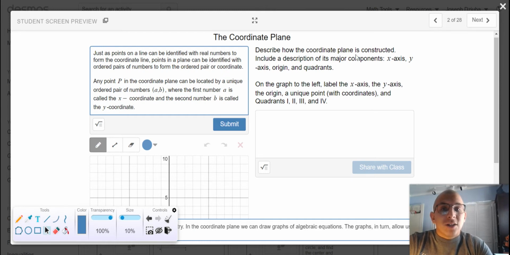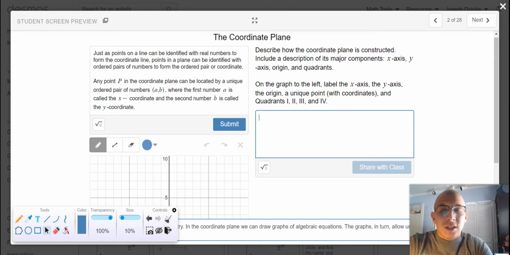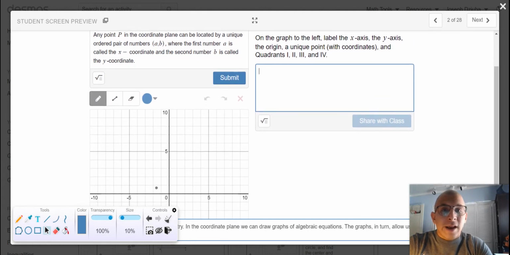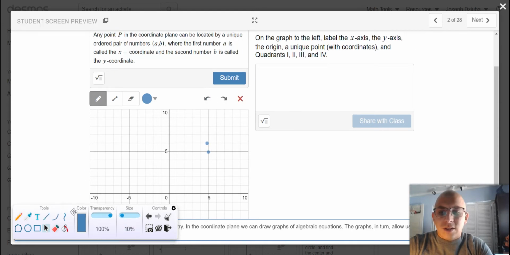So, share with the class, and let's recall some basic information. Describe how the coordinate plane is constructed, include a description of its major components: x-axis, y-axis, origin, and quadrants. Input all of that information into this text box here. And on the graph to the left, label the x-axis, the y-axis, the origin, a unique point with coordinates, like a point like this. And then make sure you put the coordinates in a similar location, and then quadrants 1, 2, 3, and 4.